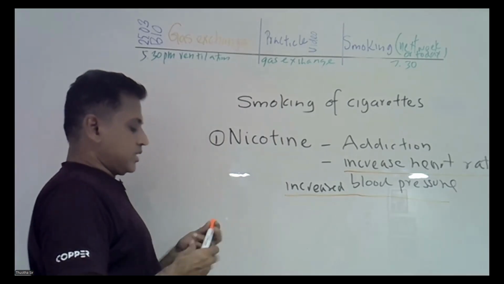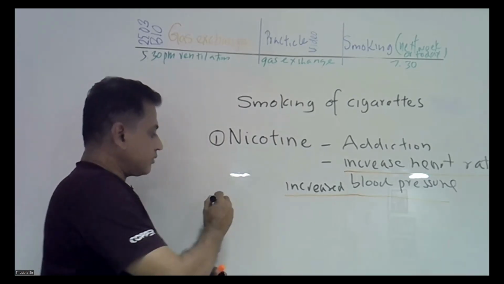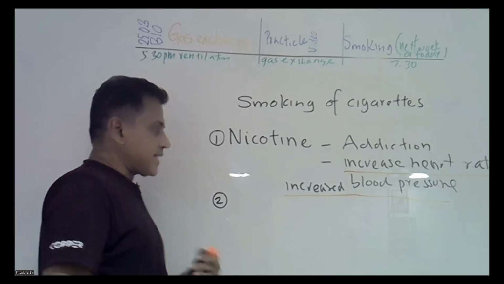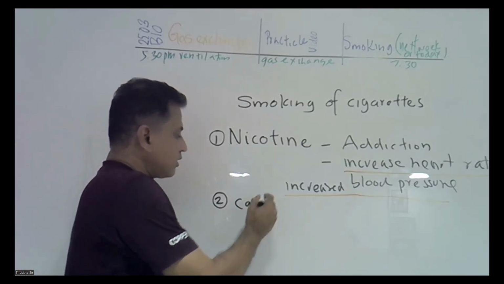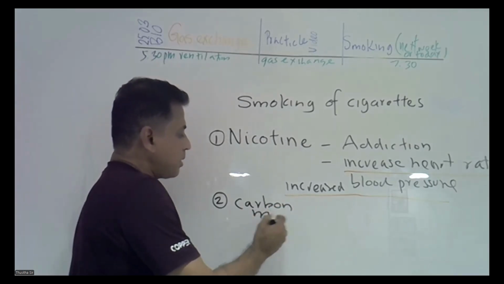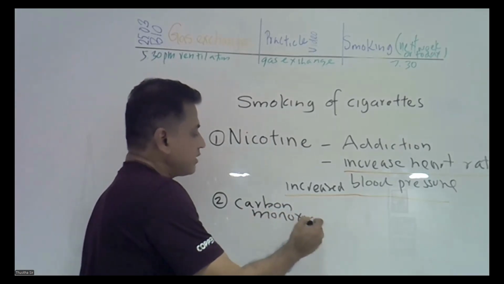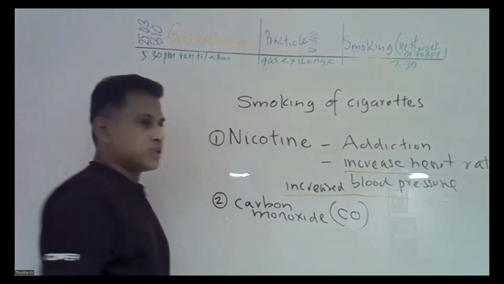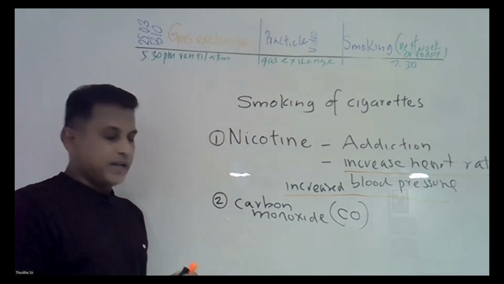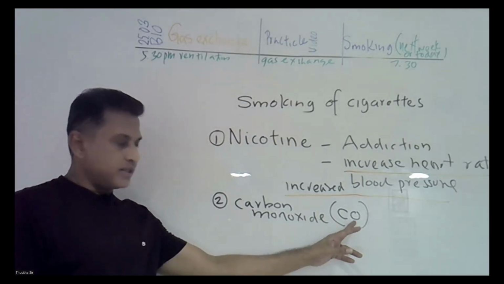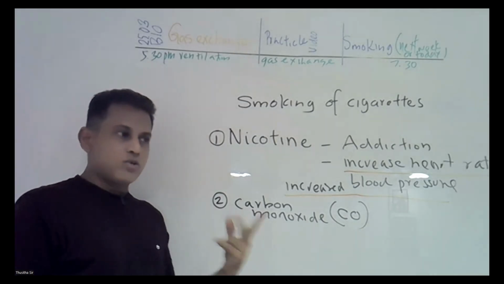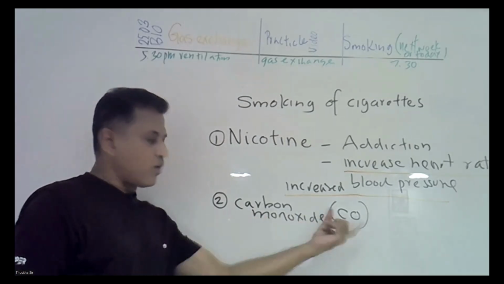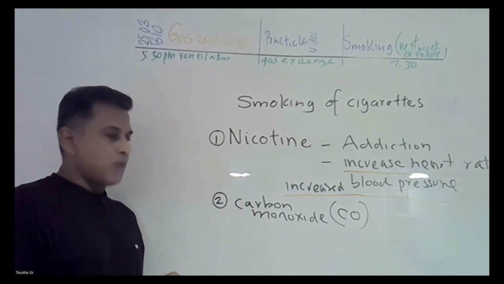Right, the second chemical is a gas. This gas is called carbon monoxide. You just write CO, not CO2, CO. C and O, carbon monoxide. So carbon dioxide is dioxide, 2 oxygen. Carbon monoxide is 1, mono is 1 oxygen. Carbon monoxide.